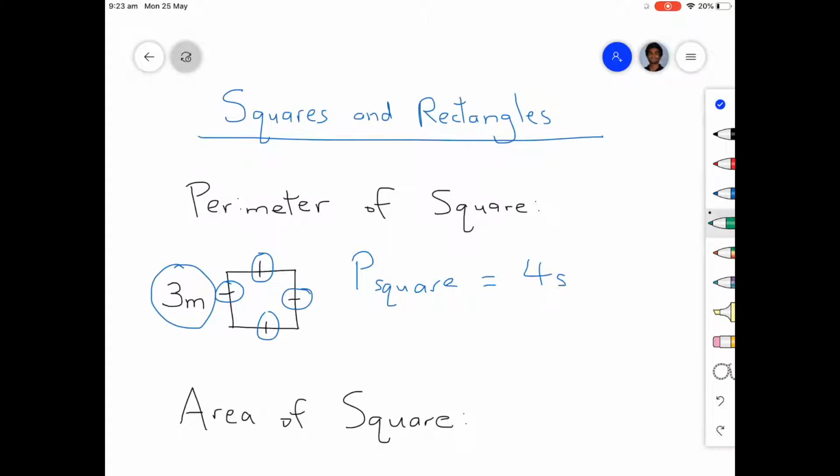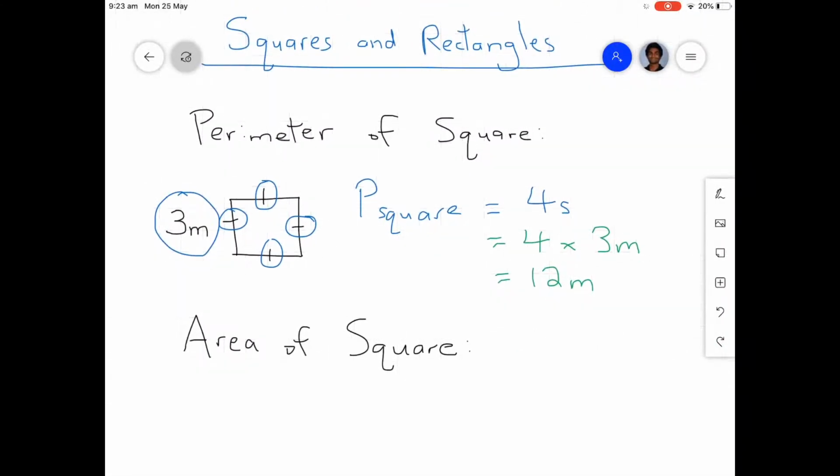And looking at this example here, one of these sides is 3 meters, so our perimeter would be 4 times 3 meters, and so our answer is just 12 meters. Now, because it's not area, we don't have to write 12 meters squared. A perimeter is just a distance, so 12 meters long.